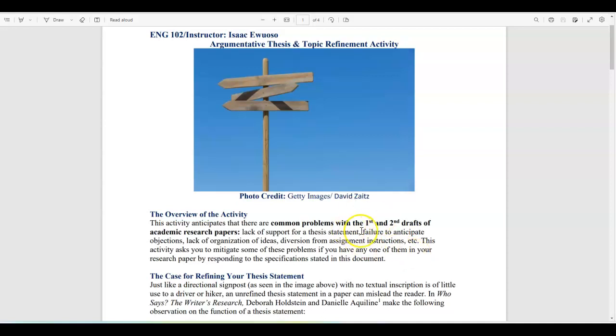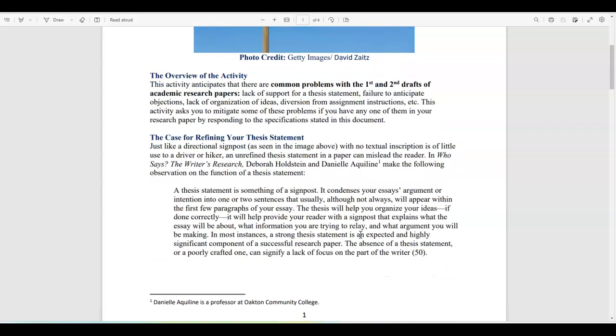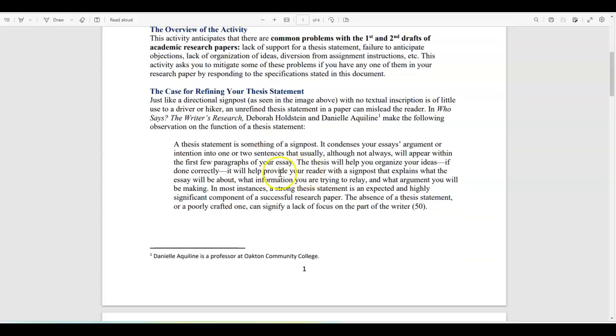So a thesis statement is useful because it's like a signpost with an inscription. It tells your reader where you're going. And I want to quote from Deborah Holstein and Daniel Aqualine in their book, Who Says? The Writer's Research. They make the following observation. A thesis statement is something of a signpost. It condenses your essay's argument or intention into one or two sentences that usually, although not always, will appear within the first or final paragraphs of your essay.